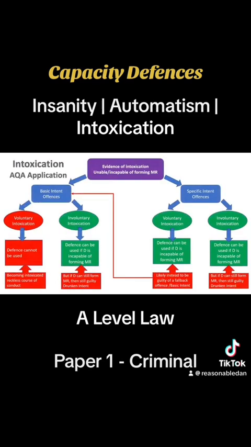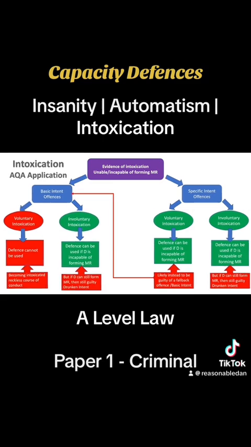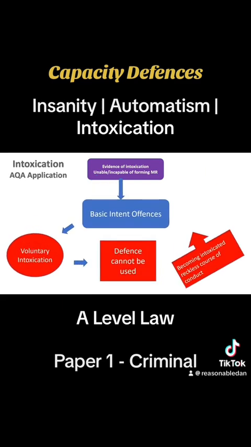The next defence we're going to look at is intoxication. Now, intoxication is through drink or drugs. And then, of course, the first thing we need is evidence of intoxication. So this means that they're unable or incapable of forming the mens rea for a crime. This defence behaves differently depending on the type of offence and the way in which the person became intoxicated.